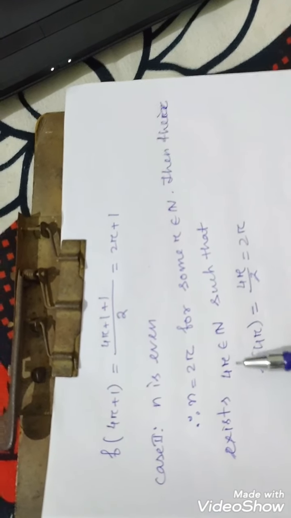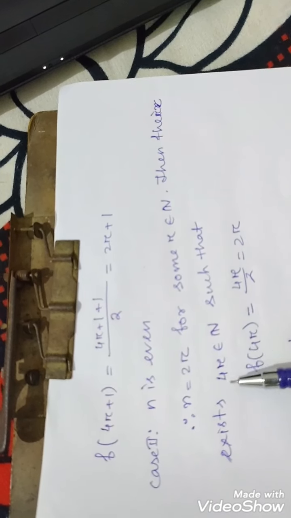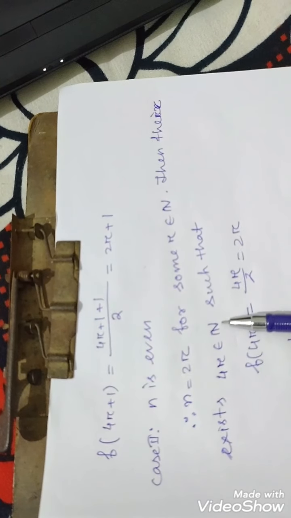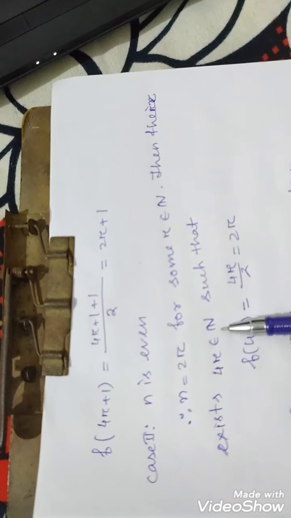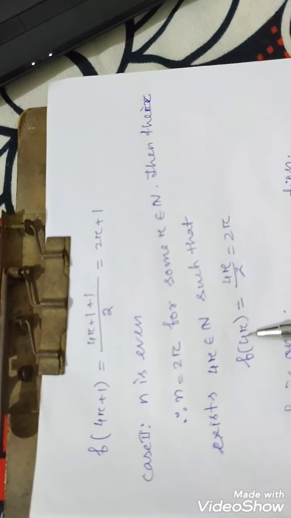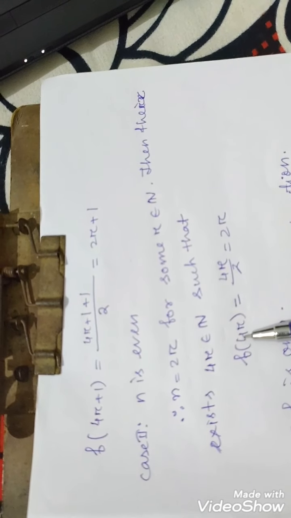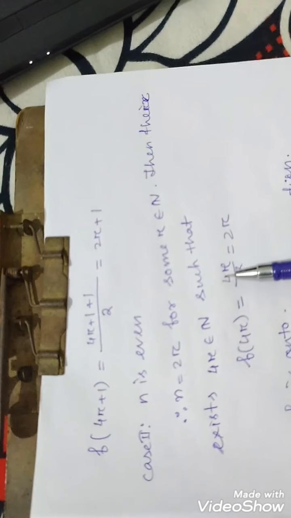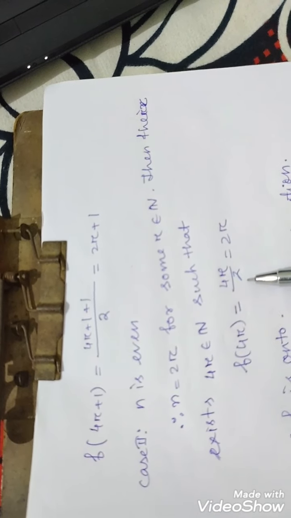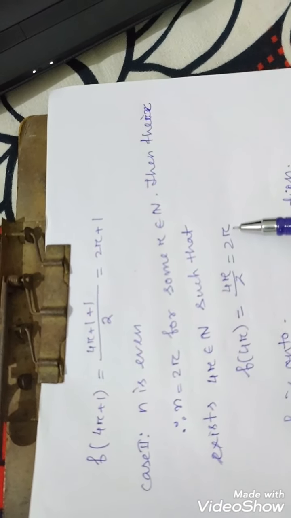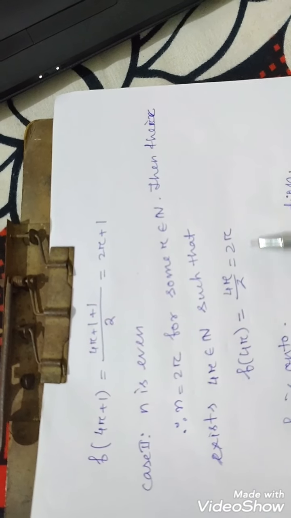Then there exists another natural number, 4r, in the domain, such that f of 4r is equal to 2r or not. Here 4r is even according to the definition. If n is even, you get n by 2. So 4r by 2, if you cancel, you get twice r. So as a whole you can say f is onto.